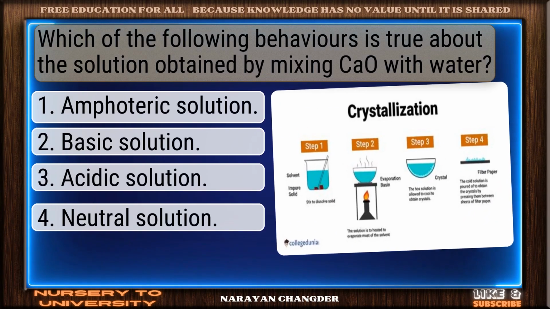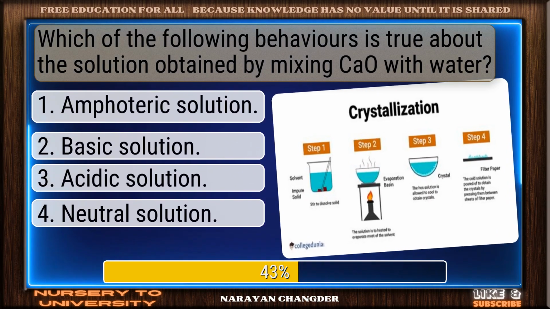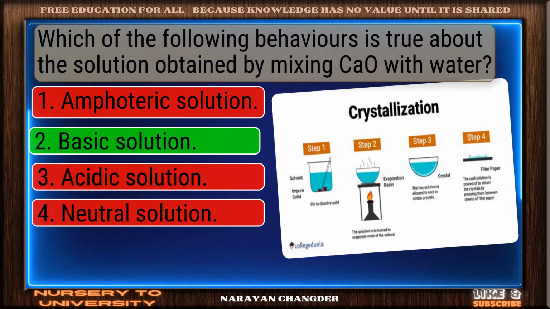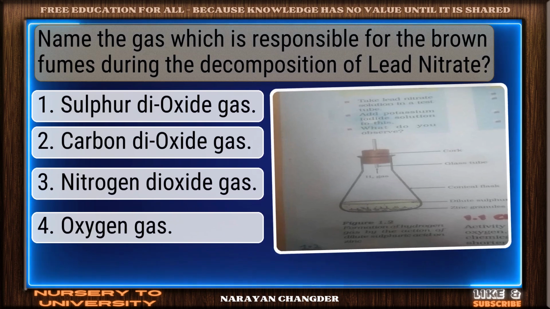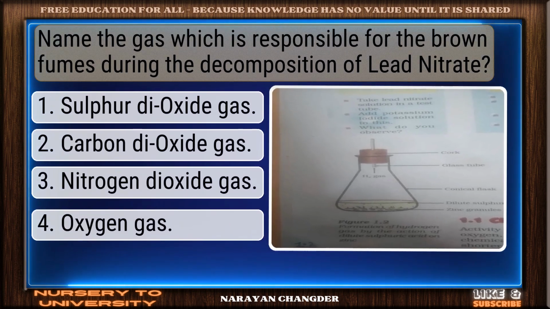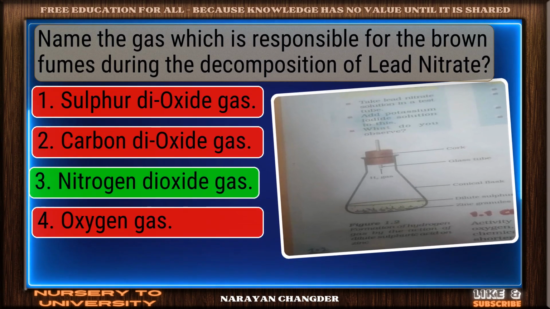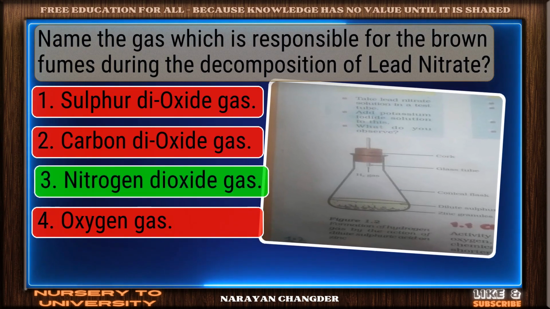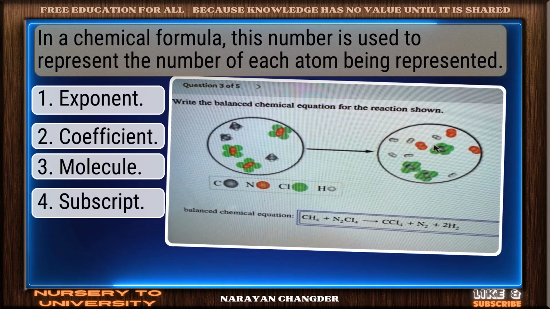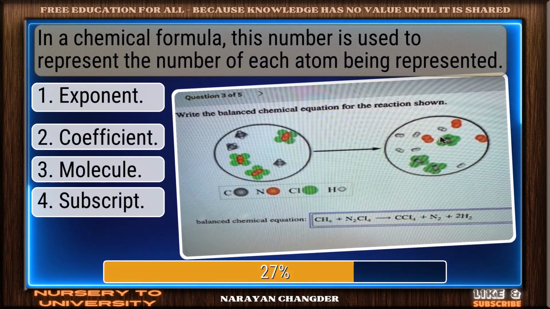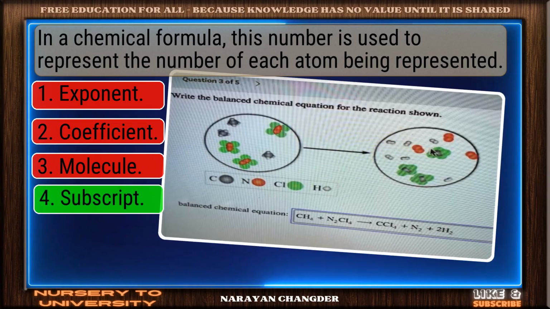Which of the following behaviors is true about the solution obtained by mixing tar with water? Good thinking. Basic solution is right. Name the gas which is responsible for the brown fumes during the decomposition of lead nitrate. Solid response. Nitrogen dioxide gas is valid. In a chemical formula, this number is used to represent the number of each atom being represented. Strong choice. Subscript is right.